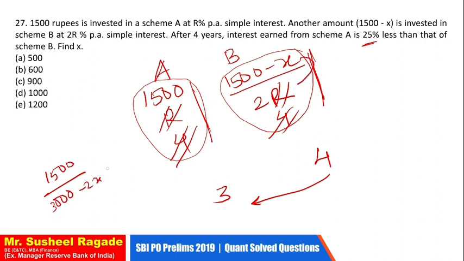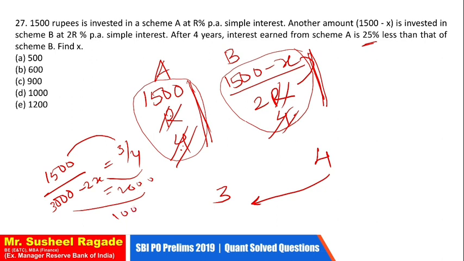3000 minus 2x is equal to 3 by 4. So have you got what I have written? So this is PNR. So interest is equal to PNR and this interest is equal to PNR, but 4 and 4 I have cancelled because ultimately it is going to be cancelled. So that's why I am cancelling R also, I am cancelling 4 also. So now let's see, 3 corresponds to 1500. So it means 4 corresponds to how much? 2000. So that's why this 1000 is equal to 2x, x is equal to 500. So that's why our answer is 500.